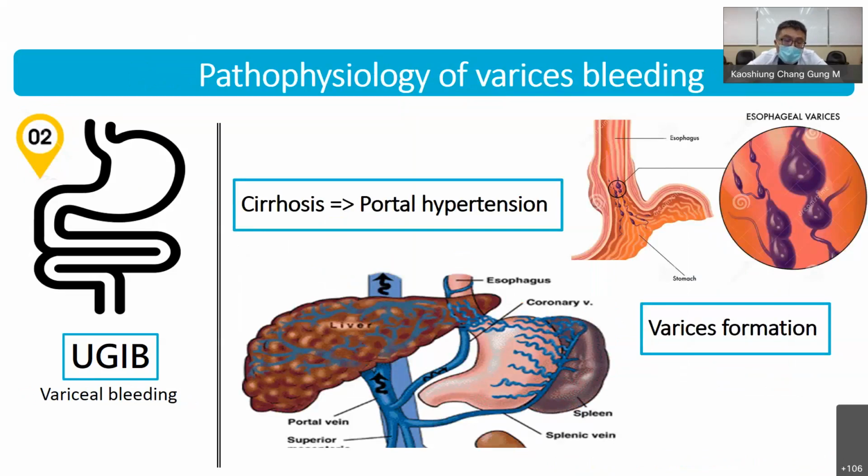Okay, let's go on to the second part of GI bleeding, which is variceal bleeding of upper gastrointestinal bleeding. Variceal bleeding comes from patients with cirrhosis, because cirrhosis will induce portal hypertension, which then will cause venous engorgement of the esophagus and stomach. That causes varices formation, like the picture shows.